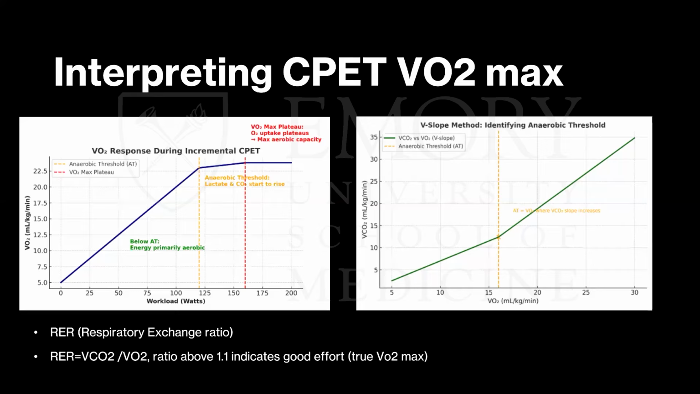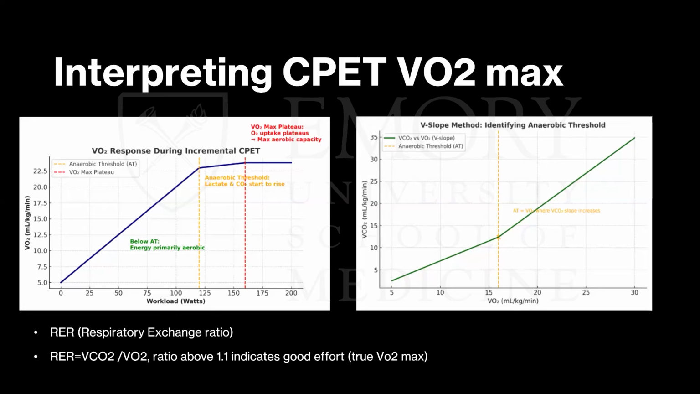So if a person does CPET and it only gets to 0.9, you know they didn't reach that threshold yet. They could have trained a little bit harder and gone a little bit further on that. So if you can confirm that they at least hit 1.3, 1.4, and seen this plateau, you can confidently say this is their true VO2 max.